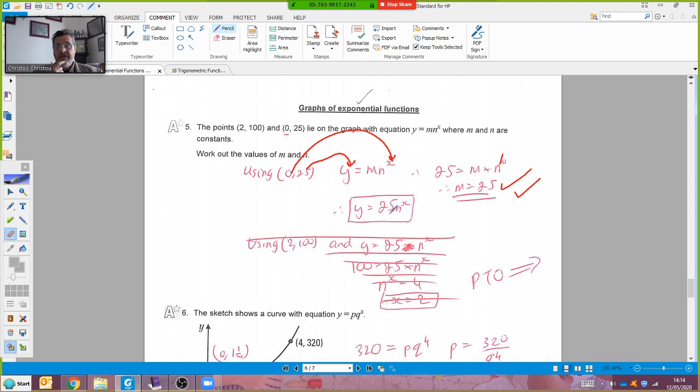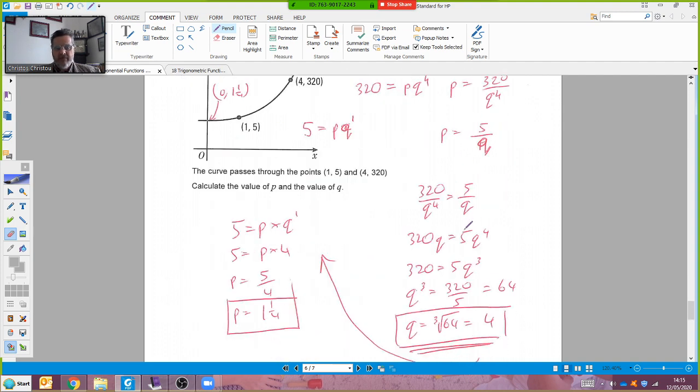So I know the equation is partially finished. It's y equals 25n powered up to x. So my m is no longer a mystery. It's worth 25. Now, I'm going to try and make it fit here, I think. Maybe when it says PTO, that means I got it wrong. Let's turn over the page and do it properly.